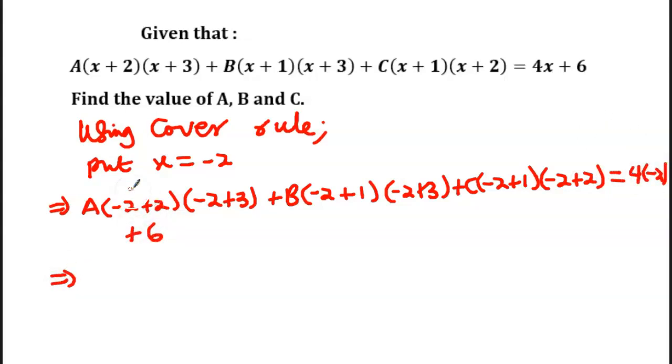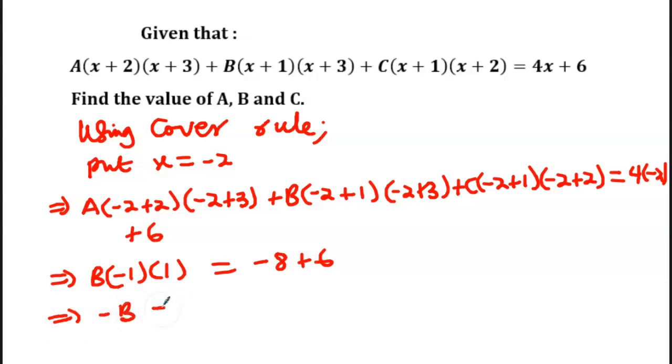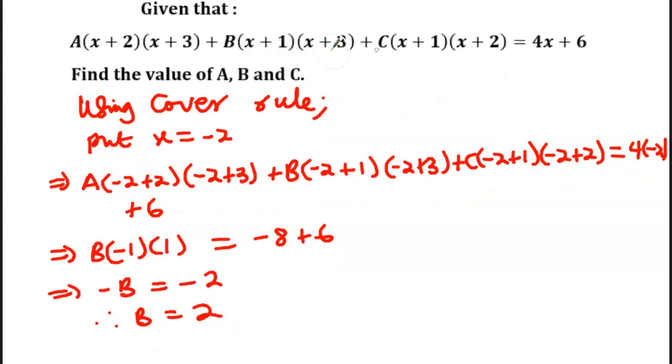So which implies that this one will go to 0, this one too will go to 0. So it will be left with b into bracket minus 2 plus 1 is minus 1, then minus 2 plus 3 is 1, is equal to 4 times minus 2, minus 8 plus 6. So we have minus b is equal to minus 2. So therefore our b is equal to 2. Now we have x plus 1 here, x plus 1 here. So when we put x is equal to minus 1, this whole term will go to 0. This whole term will go to 0, so we can find a.